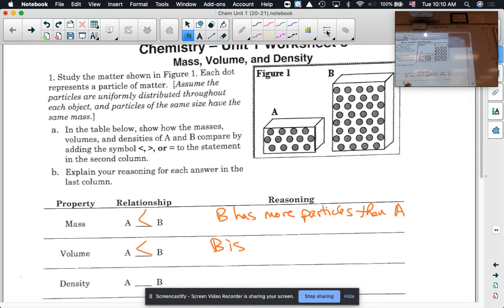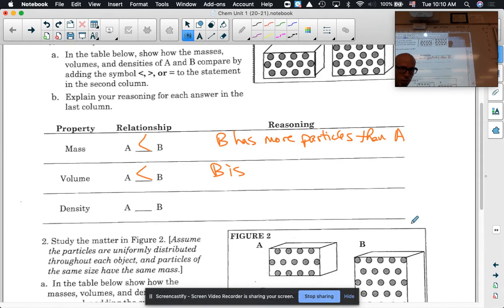B is, oh, I hope, you know what? I wonder if my face down in the corner here, if that block part of that, I don't even know.